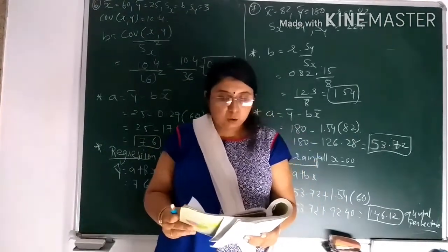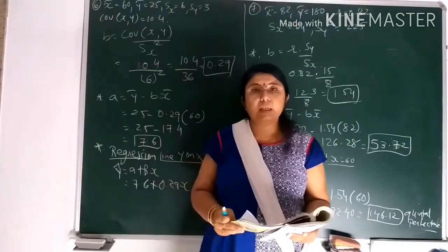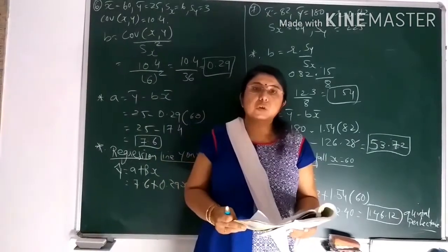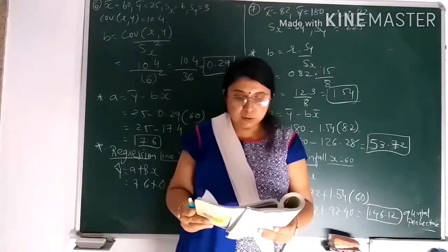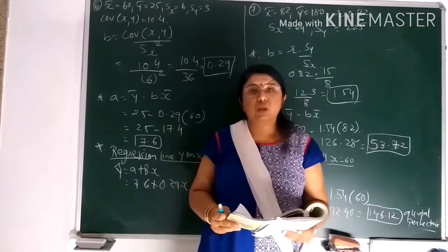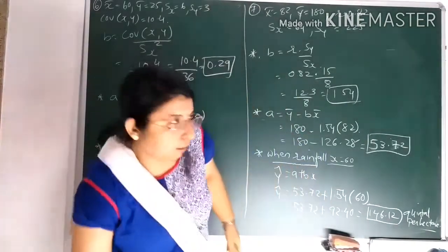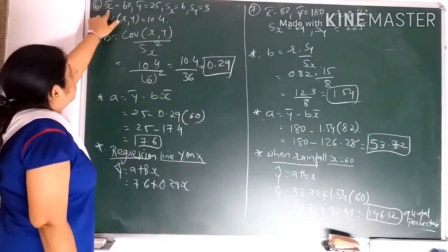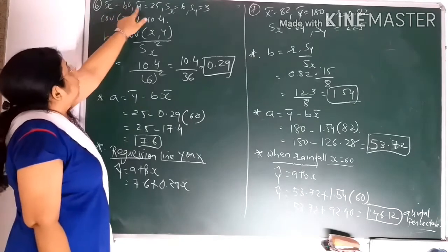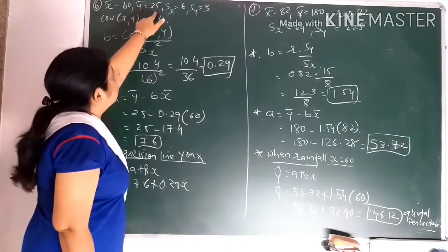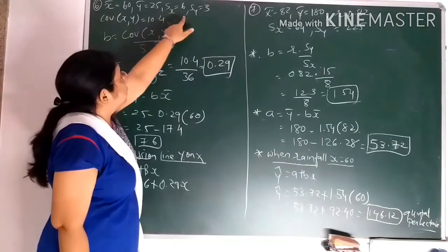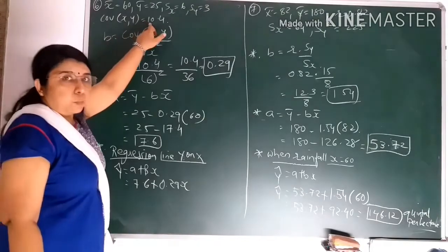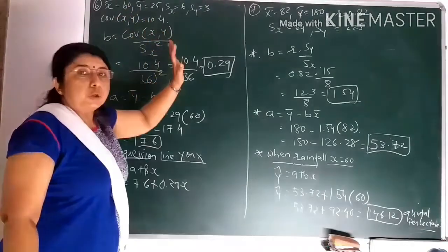Here the direct values, that is the mean of x and y, x bar and y bar, have been given to you, and the standard deviation of x and standard deviation of y have been given to you, and last, the covariance of xy has been given to you. So you can see on the board that I have written the data given in the question: x bar is equal to 60, y bar, that is the mean of y, is 25, standard deviation of x is 6, standard deviation of y is 3, and covariance of xy is 10.4. This much data has been directly given to you in the question.